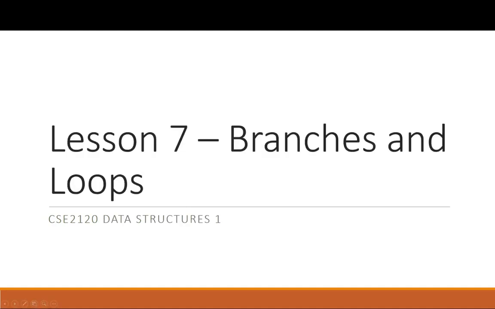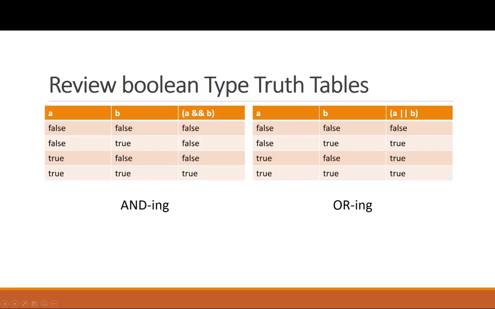So, in your notes, you're going to label this as lesson 7, branches and loops. First of all, we're going to review some Boolean types and truth tables. It's important for you to have these written down somewhere so that you can go back and make sure that your logic and your programs are following the proper path.